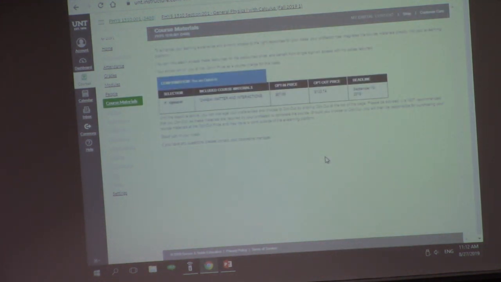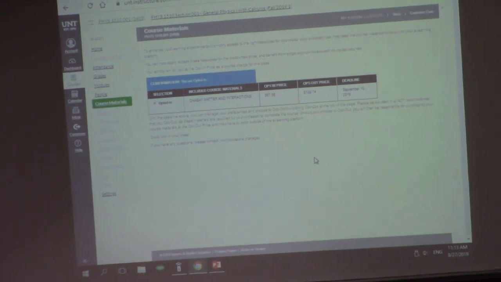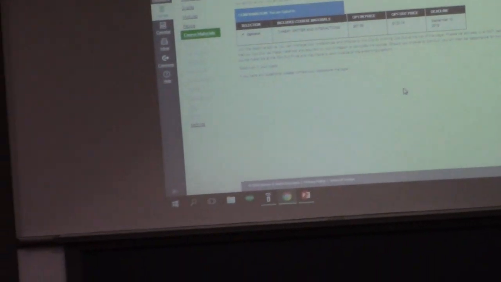You have the right to opt out, but then you're going to have to get the materials somewhere else online, and it's going to be more expensive. So this is a good deal. There's another assignment that you'll see in Canvas that I'll tell you about at the end of class.